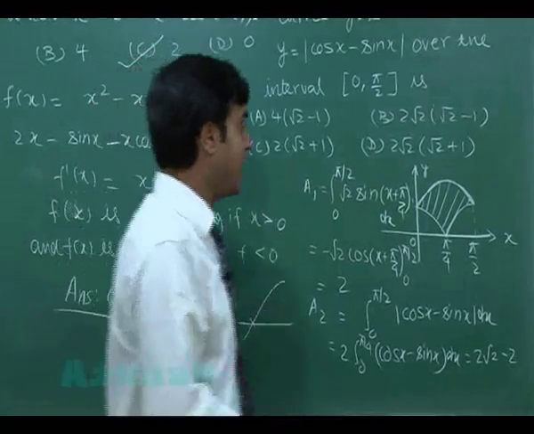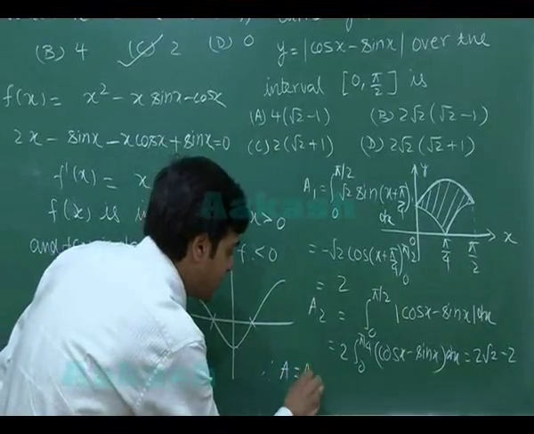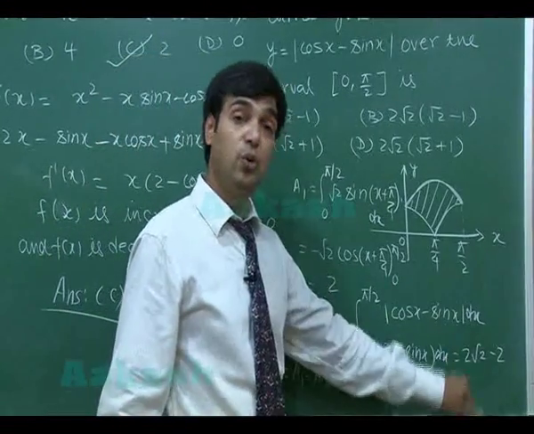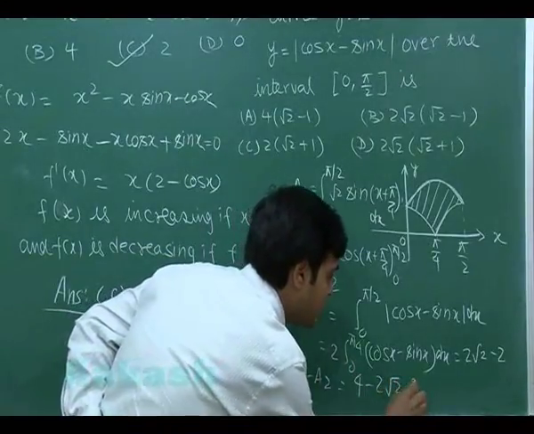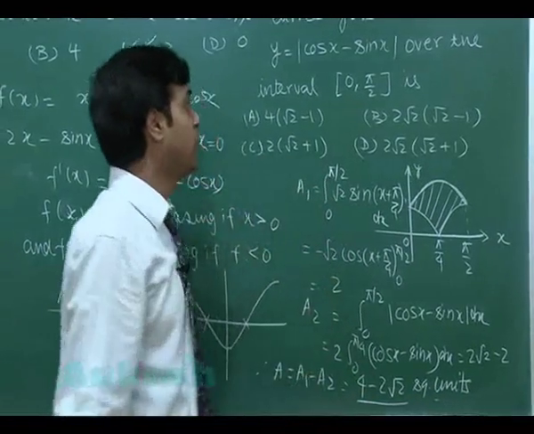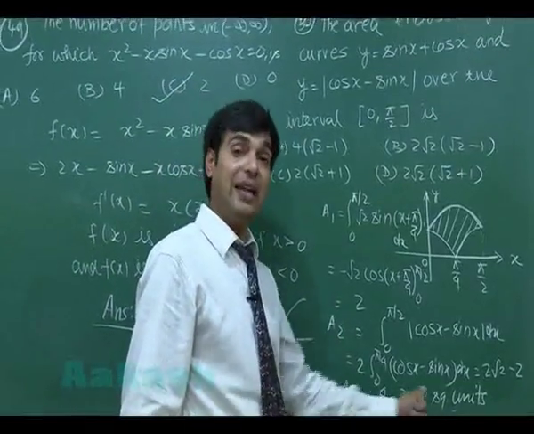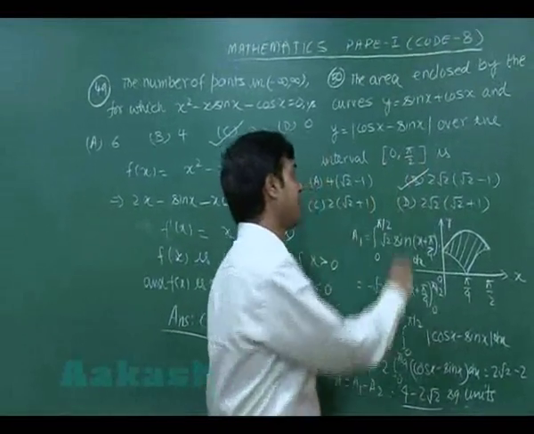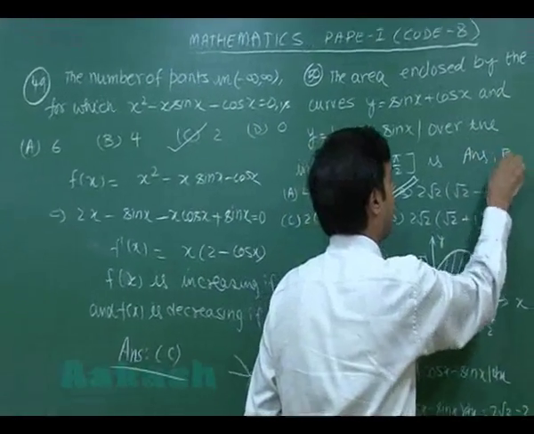Fine. Now the required area is A1 minus A2. So it becomes simply 2 minus (2 root 2 minus 2), that is 4 minus 2 root 2 square units. Now look at the given options. We can clearly take 2 root 2 common. On taking 2 root 2 common, it gives me root 2 minus 1 inside the bracket. So we get the correct answer as B. So the correct answer for the question is B.